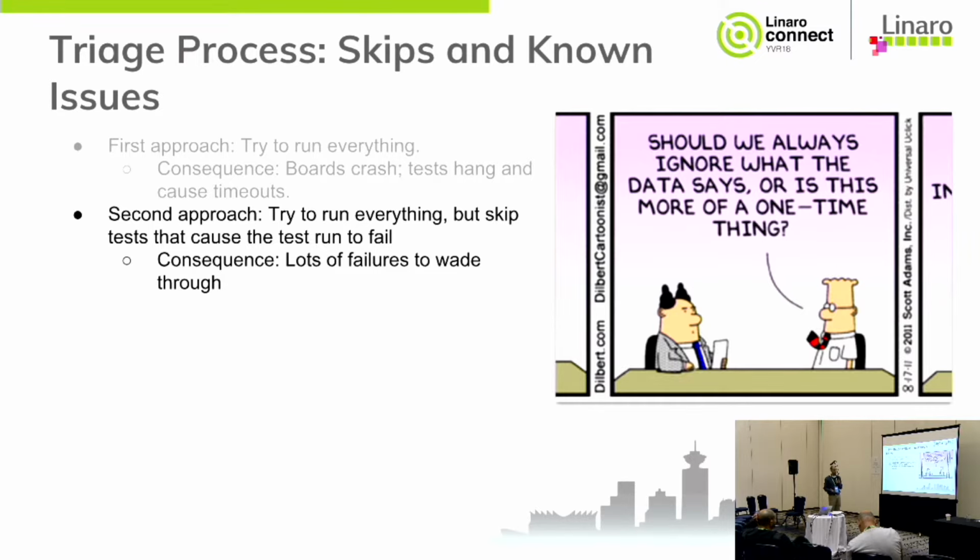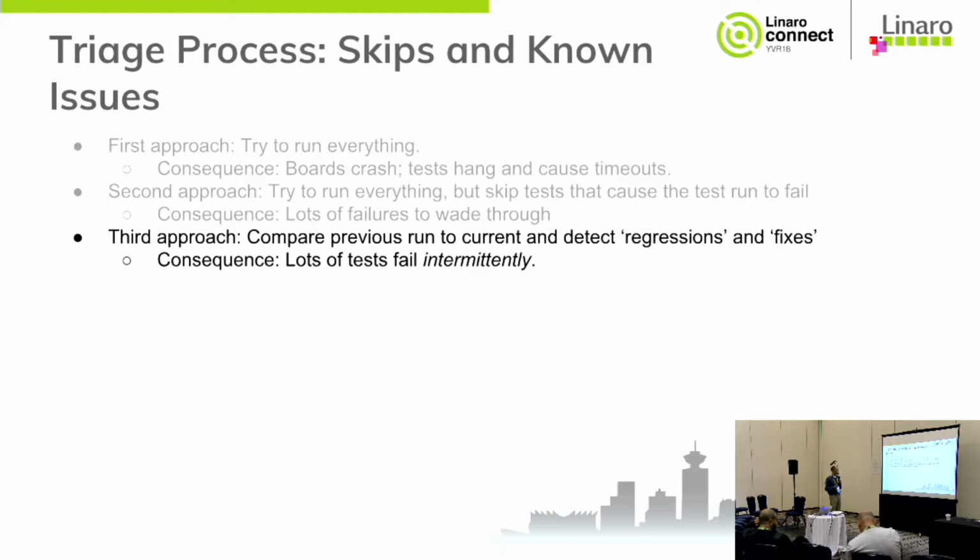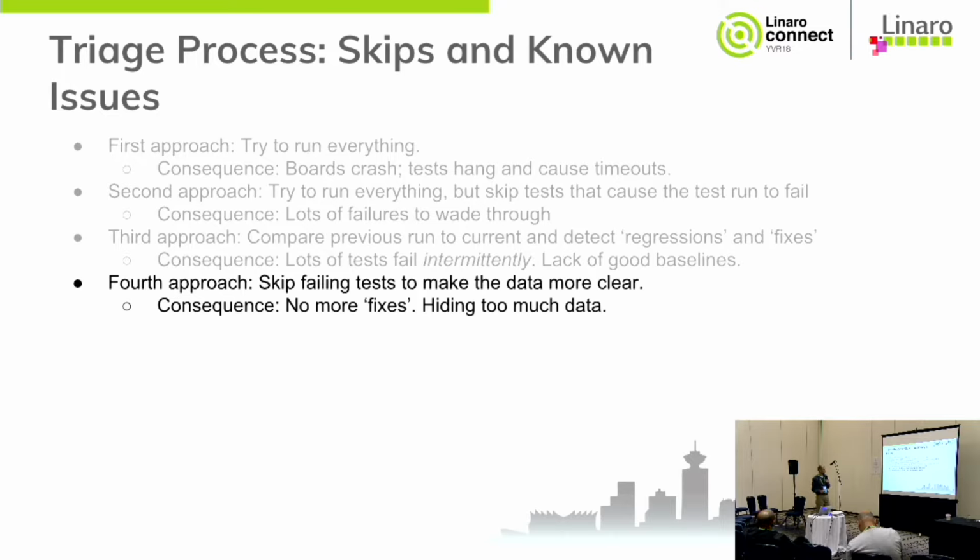So the next step we took was to start using the regressions and fixes in QA report. You compare the previous build to the current results, and anything that went from passing to failing is a regression. Anything that went from failing to passing is a fix. The only problem is that there are a lot of tests that sometimes fail, and those make your data look really noisy. So what did we do? We just started skipping all the failing tests so that we could get down to the signal in the data and figure out what is actually going on in our data set.